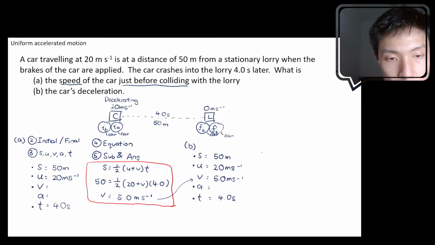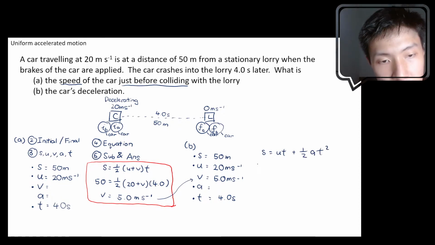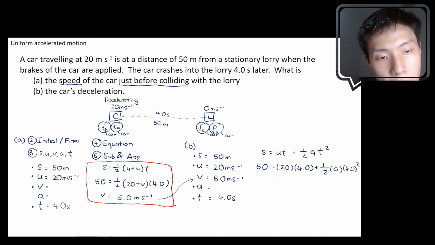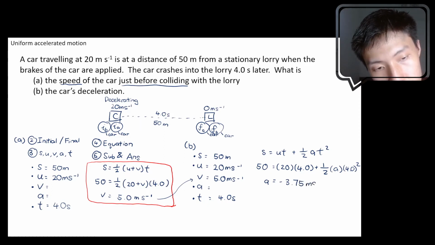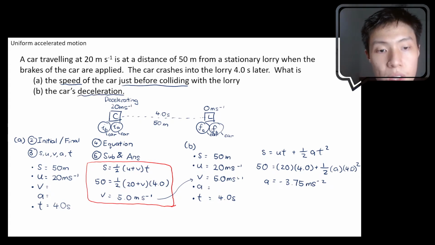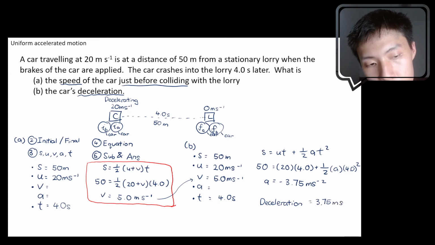Okay, so now we use the equation S equals to UT plus half AT squared. And now we substitute in our values. 50 equals to 20 times 4.0 plus half acceleration, which we don't know, right? A t squared, 4.0 squared. And if you calculate everything here, you get A to be equal to negative 3.75 meter per second squared. Okay, you might think that's the end, but no, they're asking for deceleration. They are not asking for acceleration. Deceleration means slowing down already, so the negative sign and deceleration are redundant, so you have to remove it. So you can say deceleration is equal to 3.75 meter per second squared.